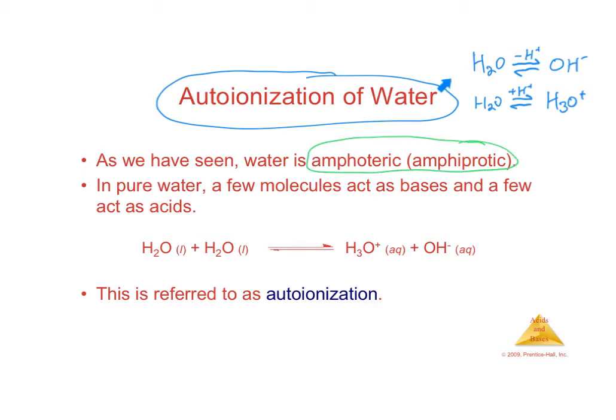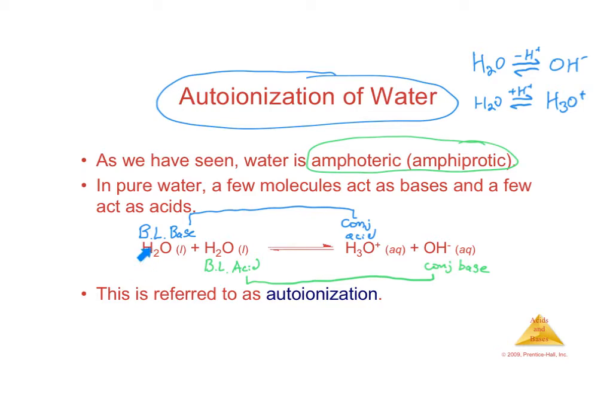What that means is that water can act as a Bronsted-Lowry acid and lose a proton and form hydroxide, or water can act as a Bronsted-Lowry base and accept a proton and form hydronium. So in pure water, you can think of a small amount of molecules acting as a Bronsted-Lowry base and a small amount of water molecules acting as a Bronsted-Lowry acid. And the acid is going to donate a proton to the base.